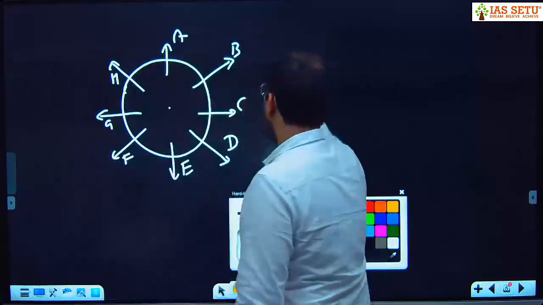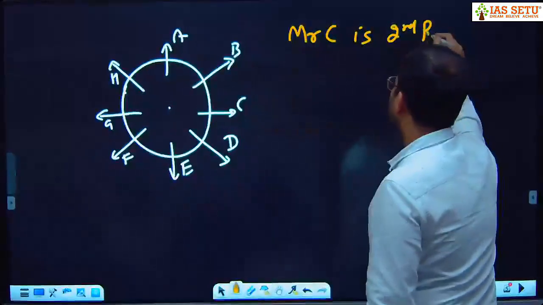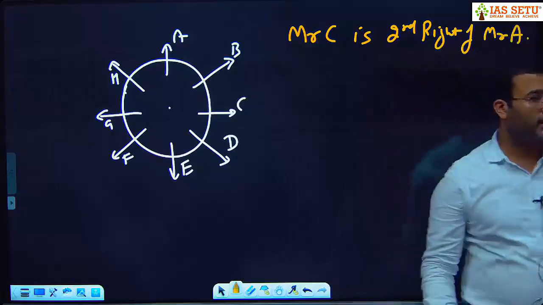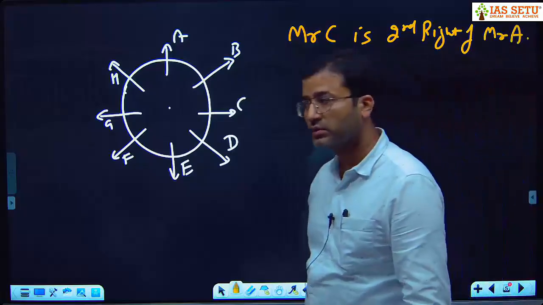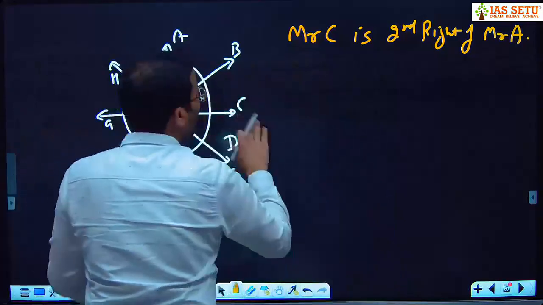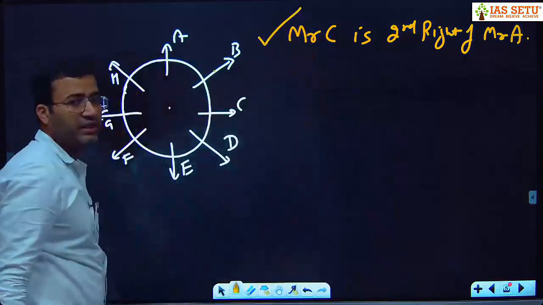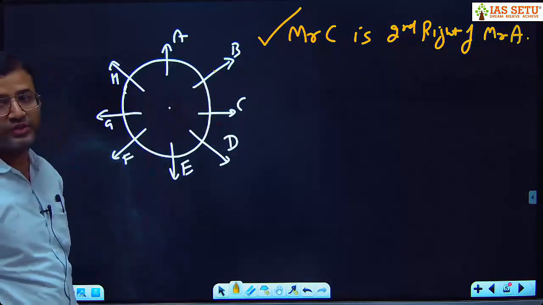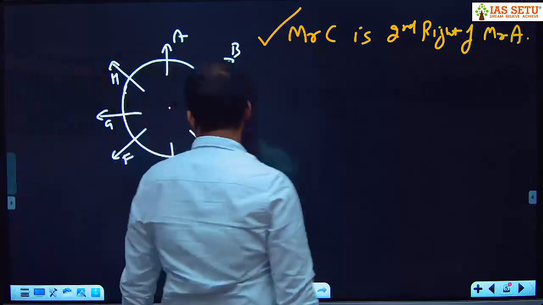Question here. Mr. C is second right of Mr. A. Okay, correct or wrong? False. This is Mr. A. Of Mr. A means with respect to Mr. A. This is first right, second right. So this statement is correct. Mr. C is second right, with respect to Mr. A. Mr. C is in the second right of Mr. A, it is correct. Next statement.